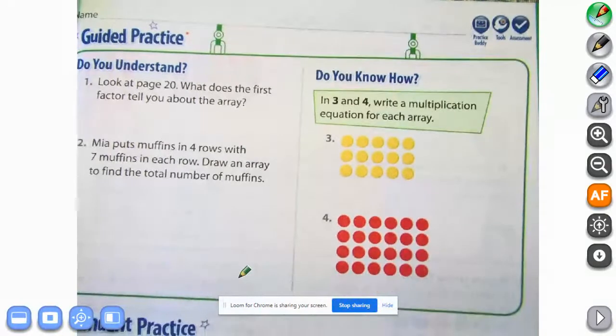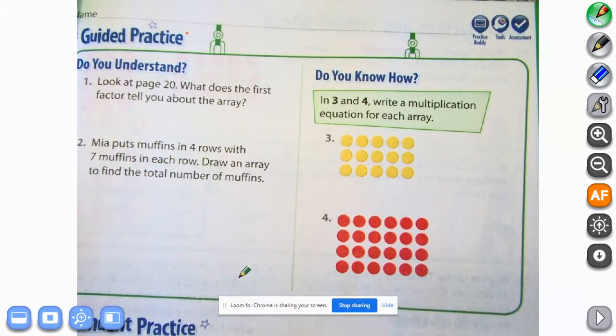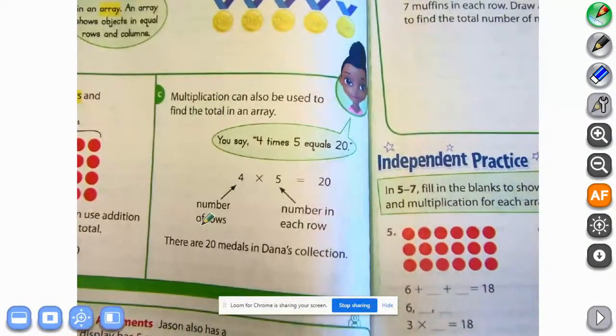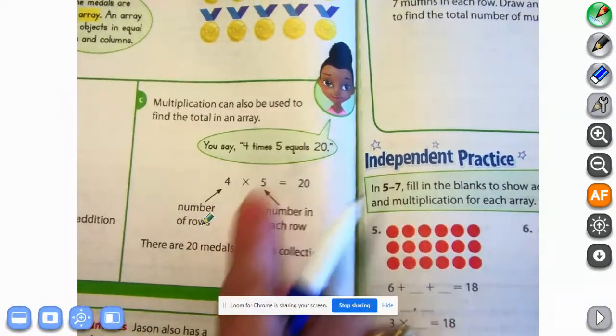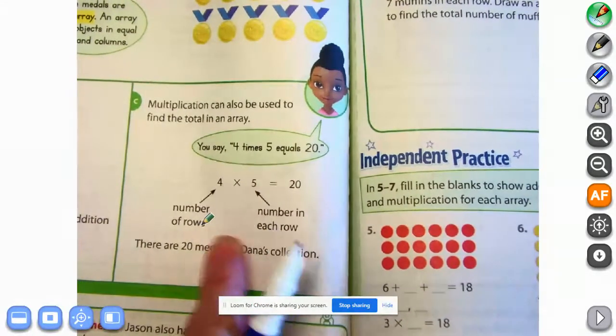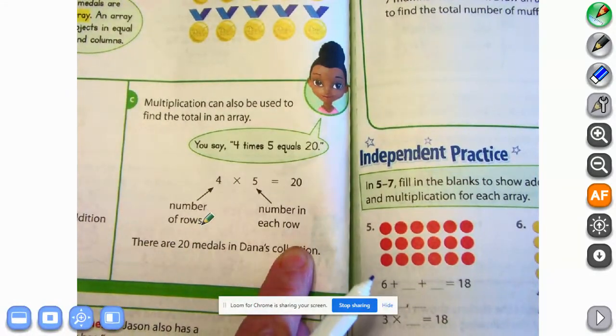Okay, it says, look at page 20. What does the first factor tell you about the array? So remember, factors are the numbers in a multiplication problem. So let me pull this over to the side here. So you can see the factors, number of rows, number in each row. So what does the first one show us?